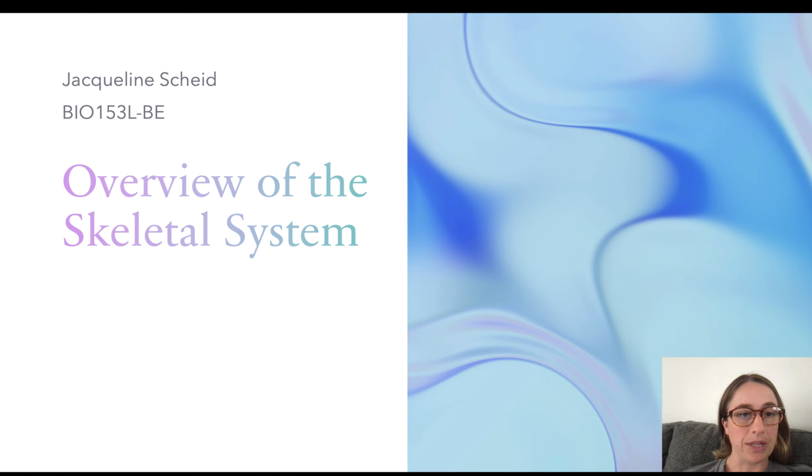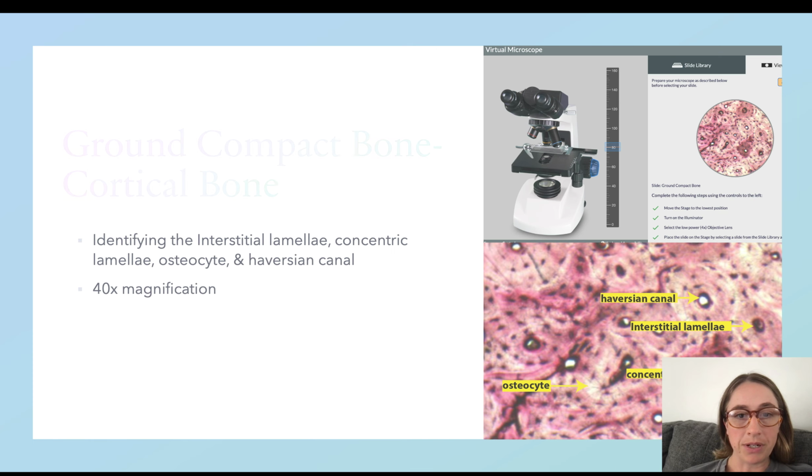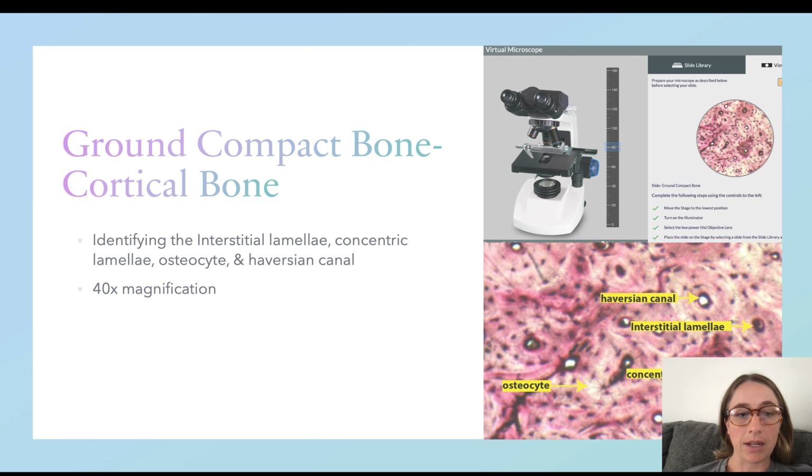I'm going to do the lab overview of the skeleton system that was assigned to us during our class at Bio 153LBE. First, we're going to look into the microscopic bone tissue, so the ground compact bone, which is located in the cortical bone.